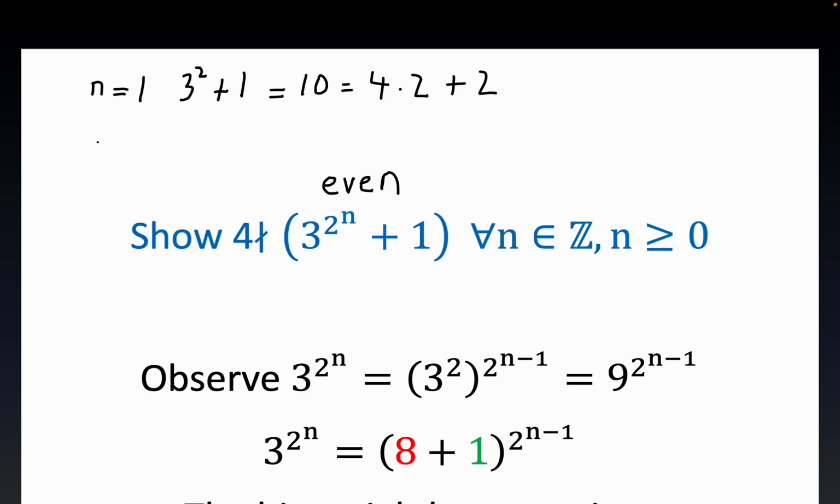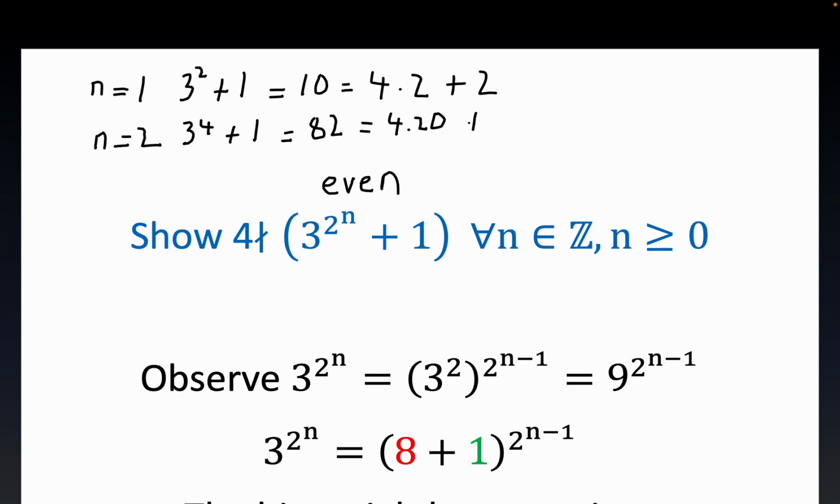Now let's try out n equals 2. Put a 2 right here, you get 2 squared, which is 4. 3 to the 4th is 81, so we write down 3 to the 4th plus 1 is equal to 82. Again, division by 4 leaves a remainder of 2. That's 4 times 20 plus 2 equals 82.